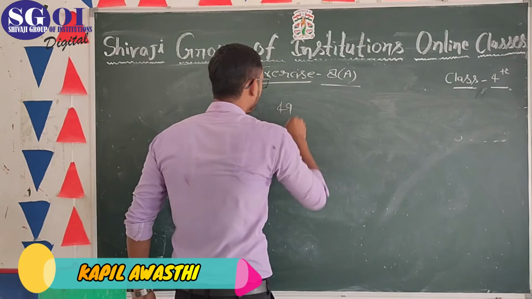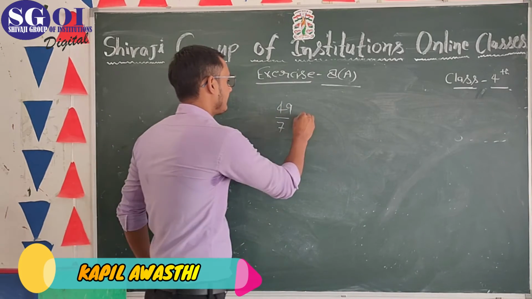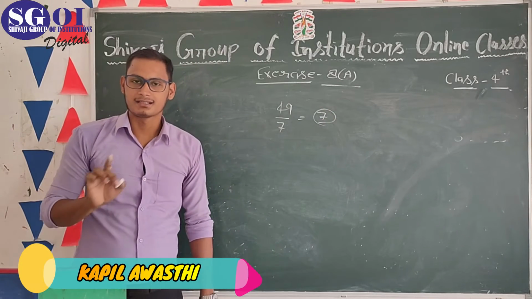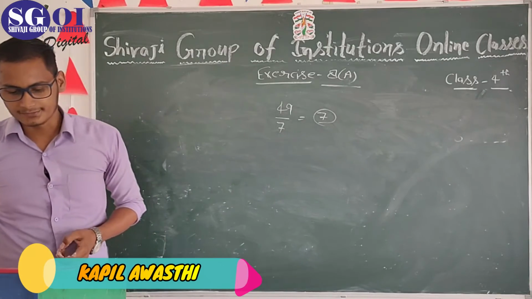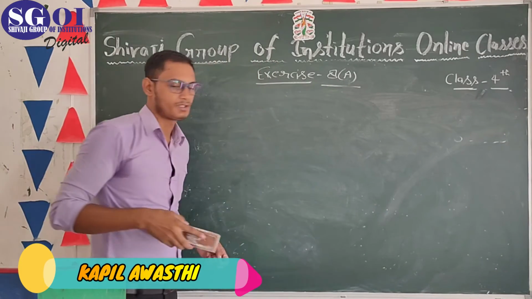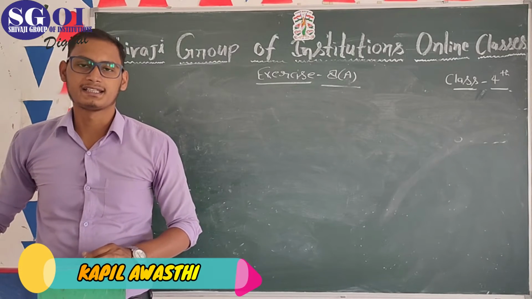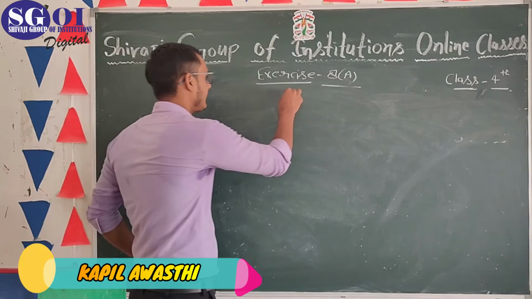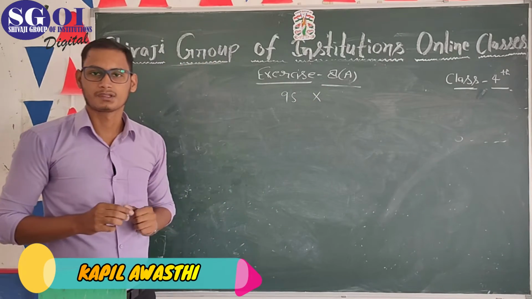Next, 49 is a multiple of 7. We divide 49 by 7; 7 sevens are 49. So we can say that 49 is a multiple of 7. Next, 95 is a multiple of 12. 95 is not divided by 12, so we can say that 95 is not a multiple of 12.